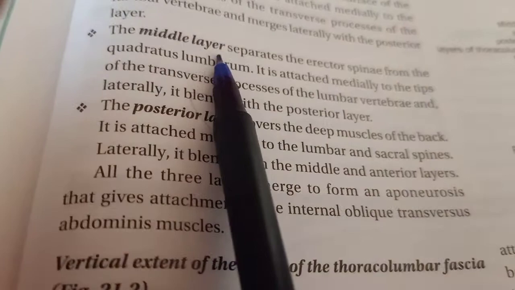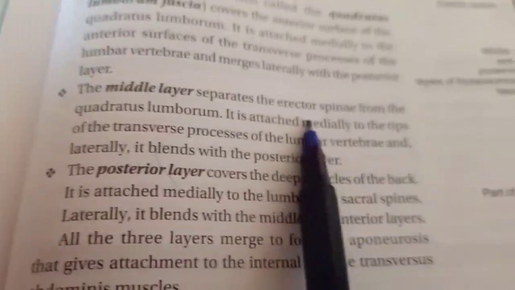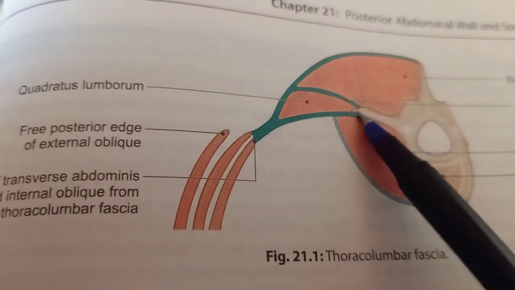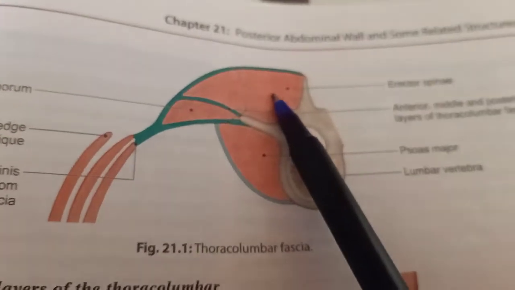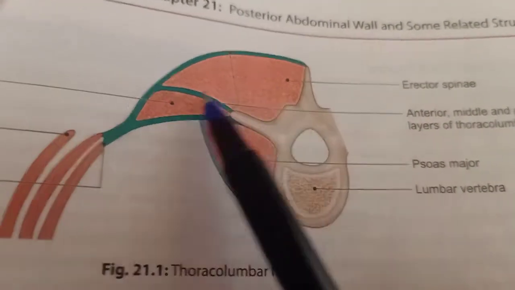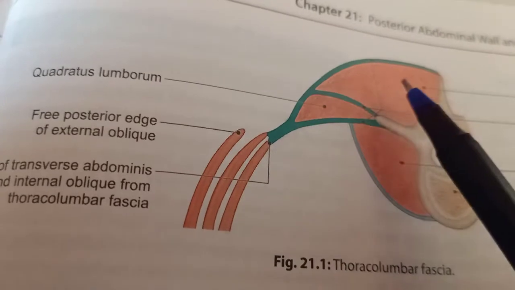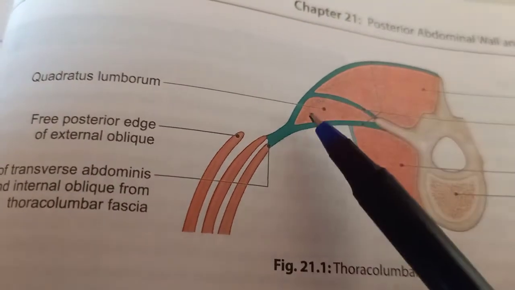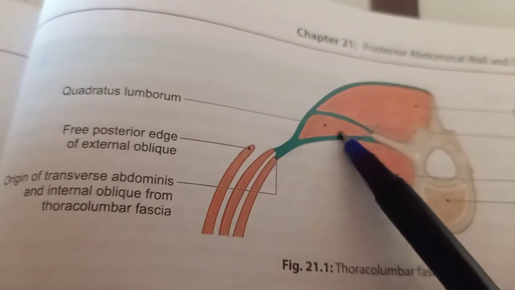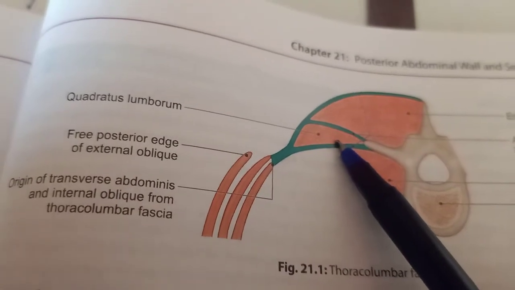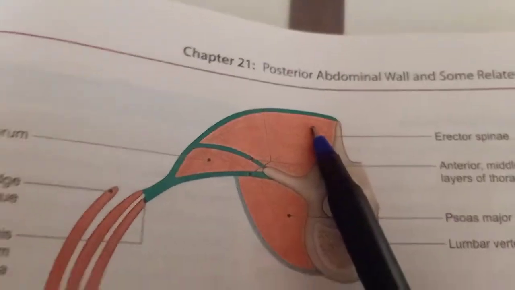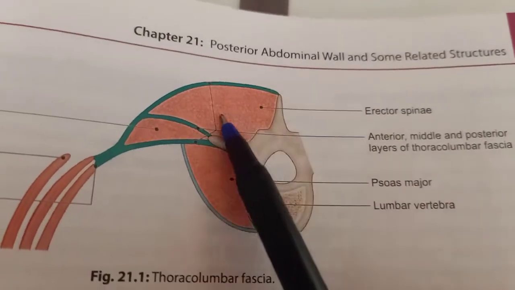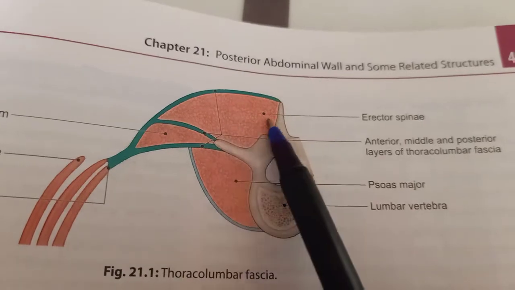We'll go to the middle layer. The middle layer separates the erector spinae from the quadratus lumborum. So this layer is present between the erector spinae muscle and the quadratus lumborum. Quadratus lumborum I have taught you in my previous video, one of the important muscles of the posterior abdominal wall. Erector spinae muscle I have taught when I did the muscles of the back connecting with the upper limb.